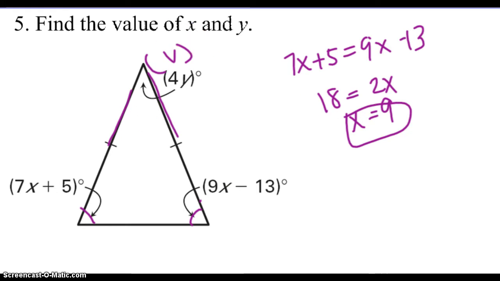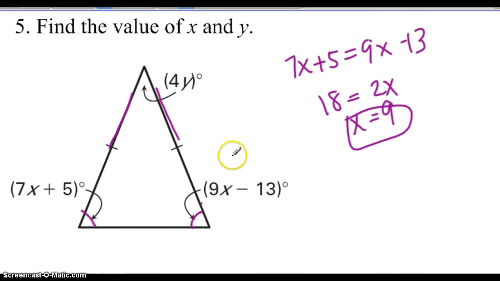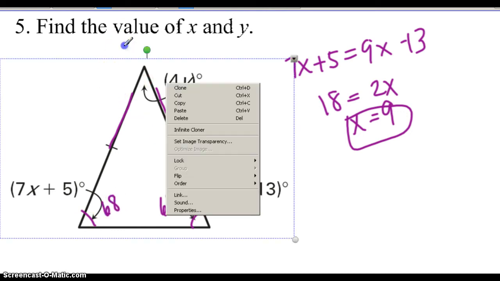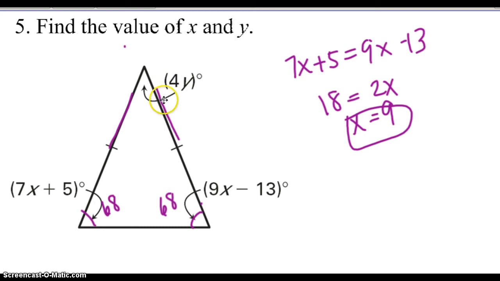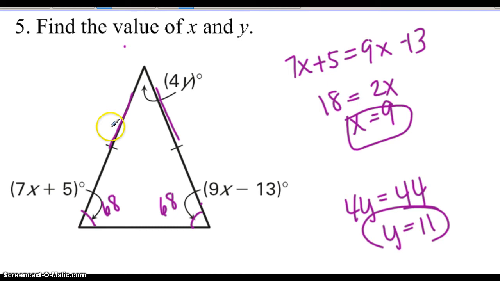Well, in order to get a value for y, I need to plug back in what I got for x. So when I take 9, I get 9 times 9, which is 81, and 81 minus 13 gives me 68. So this is 68, which makes this 68, and then I could either set 68 plus 4y equal to 180, or I can subtract 68 and 68 from 180 and realize that 4y has to equal 44. So 4y is 44 and y is 11.